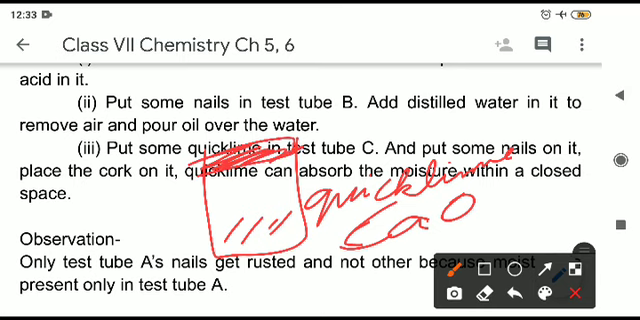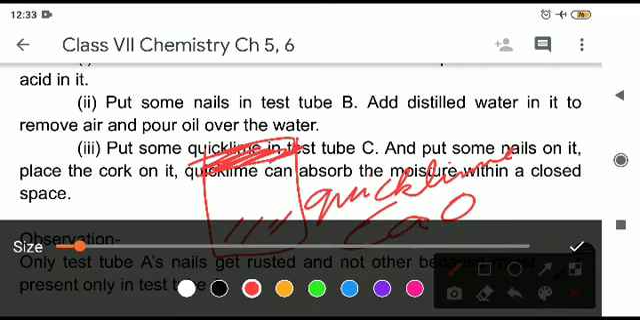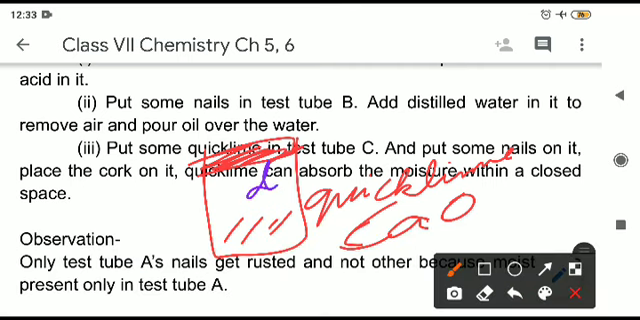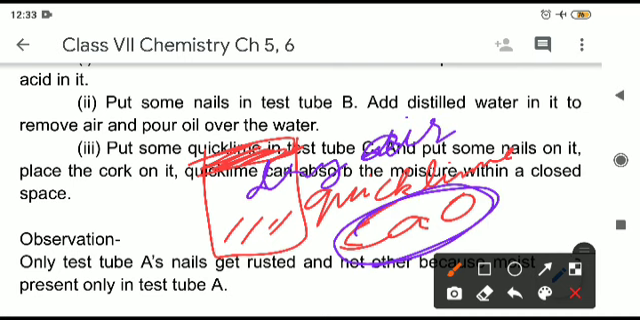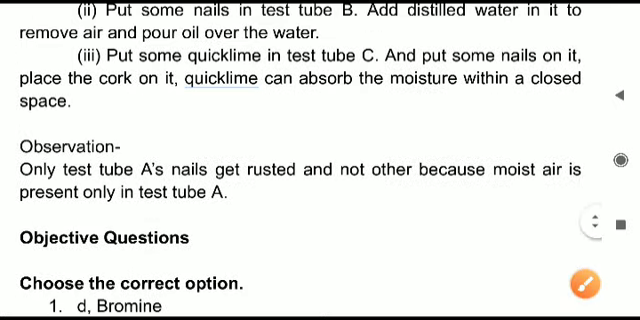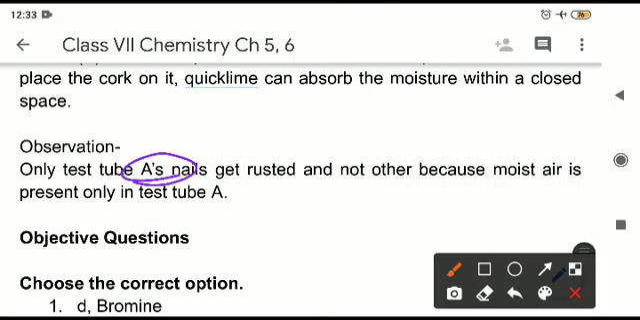Now because it is closed, inside this test tube what is present? Air is there and this air is dry. Dry air is there. Why is the air dry? Because quicklime has absorbed all the water vapor. That is why it becomes dry. So if air only is there and water is not there, then also rusting will not take place. So what is the observation? That only in the test tube A, rusting will take place, others will not.